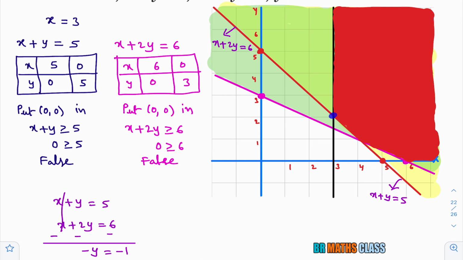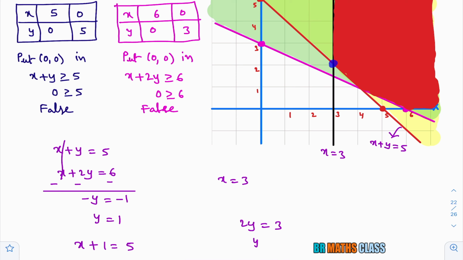Now I need this point. You can observe here, this is the point of intersection of this line and x plus y equal to 5. So you solve x equal to 3 and x plus y equal to 5. You put x equal to 3 in this equation, then what will you get? Y equal to 5 minus 3. That is y equal to 2.